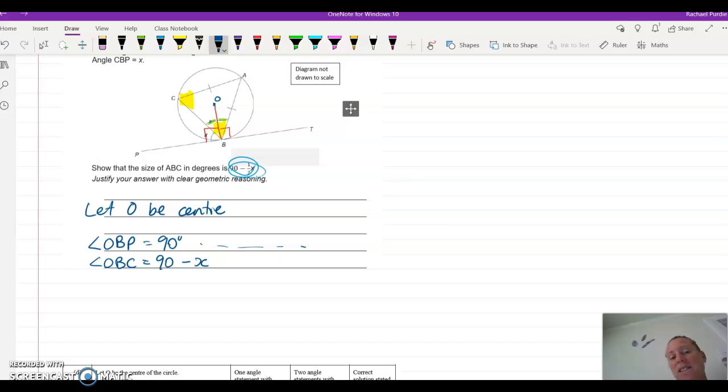So can we do the same on the other side? What do we know there that can help us?